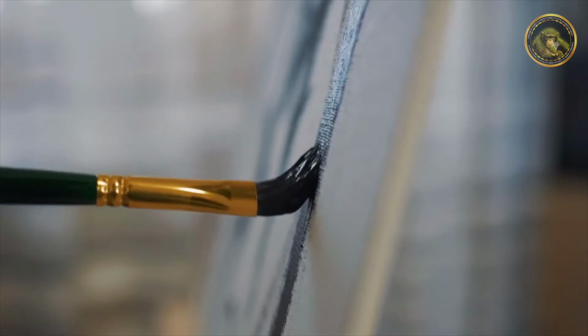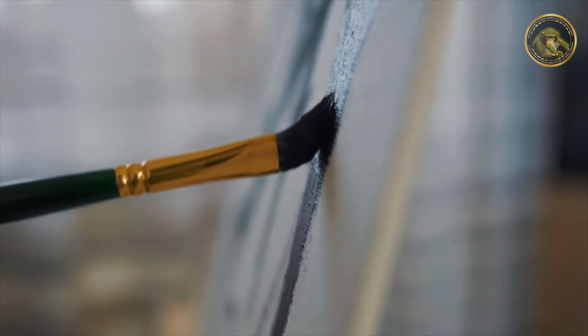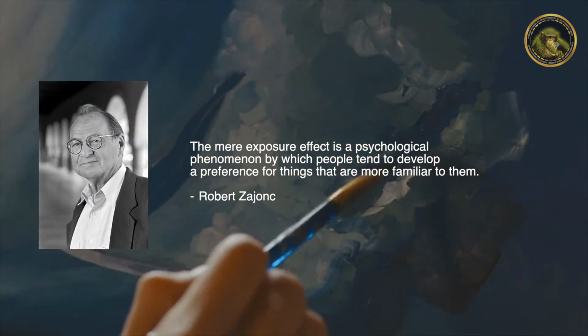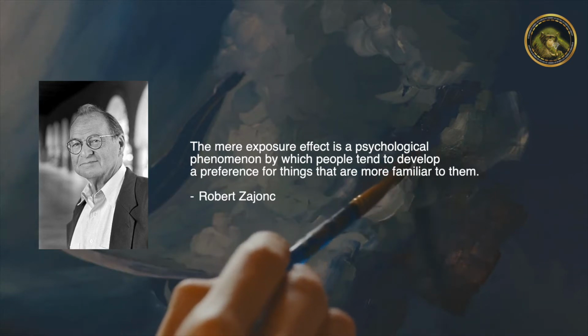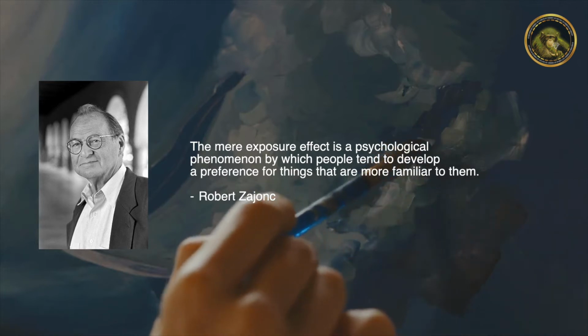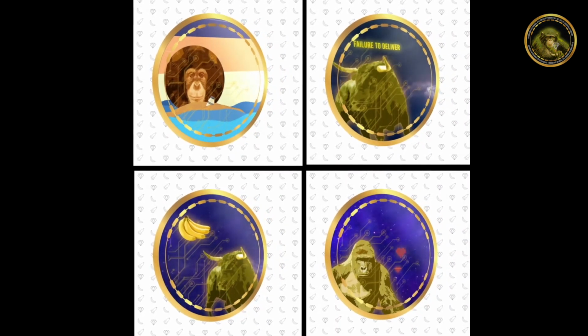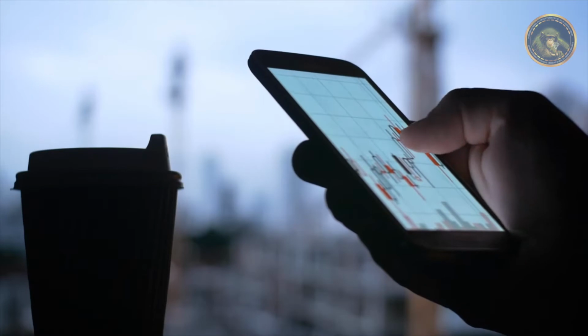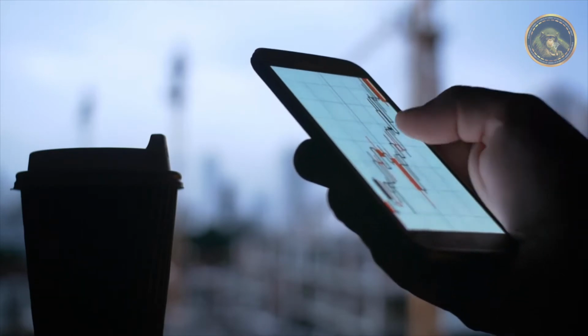So how do you make NFTs that are attractive and desirable? Well, I use the science of the mere exposure effect when designing my NFTs. Robert Zajonc, having first discovered the mere exposure effect, describes it as follows: the mere exposure effect is a psychological phenomenon by which people tend to develop a preference for things that are more familiar to them. Thus, I use the image of apes in my work, and to create value, my NFTs took the shape of coins or tokens. This is something new, yet familiar to a community who identifies itself with apes and finance.